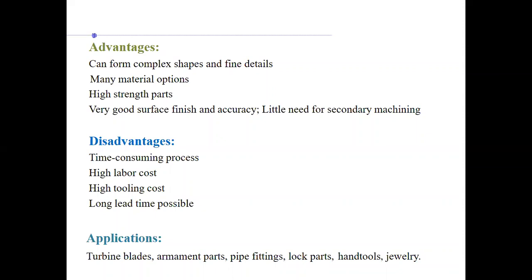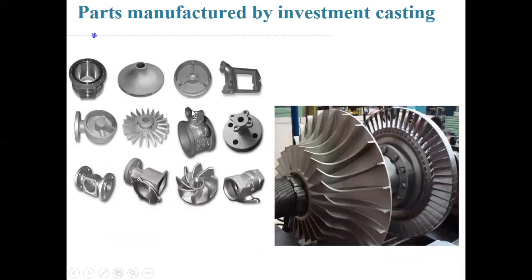Applications: turbine blades, armament parts, pipe fittings, lock parts, hand tools, jewelry. You see, the jewelry industry is one of the most significant sectors that uses this investment casting, because we have a lot of complicated, minute details that are required on jewelry. So investment casting is the way out. You see here, these are the parts manufactured by investment casting. As I was talking about turbine blades, you see these kind of blades and even these kind of blades.